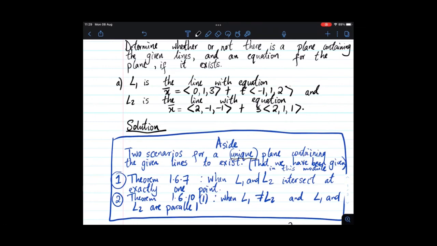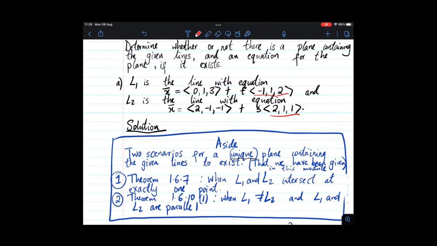The second scenario tells us that L1 and L2 should not be equal. So that's scenario, again, just by looking, we can't see. Probably if you use GeoGebra, you'll be able to see. And then the second condition, in this theorem, says L1 and L2 are parallel. Now, that one we can check because if we look at the direction vectors here, we can see that one is not a scalar multiple of the other. And because of that, it means that these lines cannot be parallel, right?